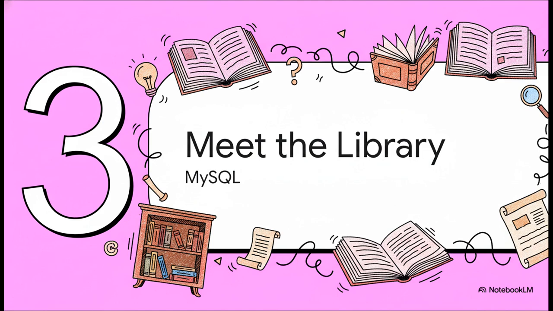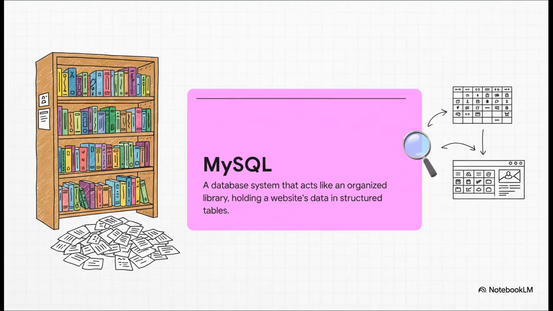But a messenger needs someone to talk to, right? A place to get information from. And that brings us to our second partner, MySQL, which we can think of as the website's library. So MySQL is a database system. Just imagine trying to store all of a website's information, user profiles, blog posts, product info, in a bunch of simple text files. It would be a total mess. MySQL is the complete opposite of that. It's a perfectly organized library where all the data is stored in these neat, structured tables. That makes it incredibly fast and easy to find the exact piece of information you're looking for.